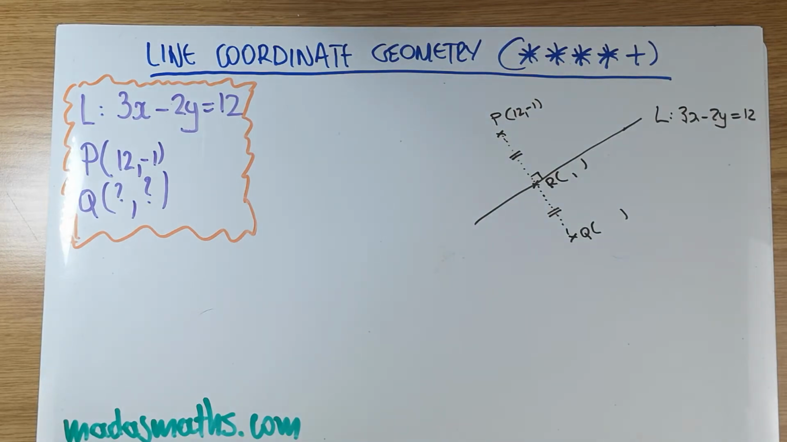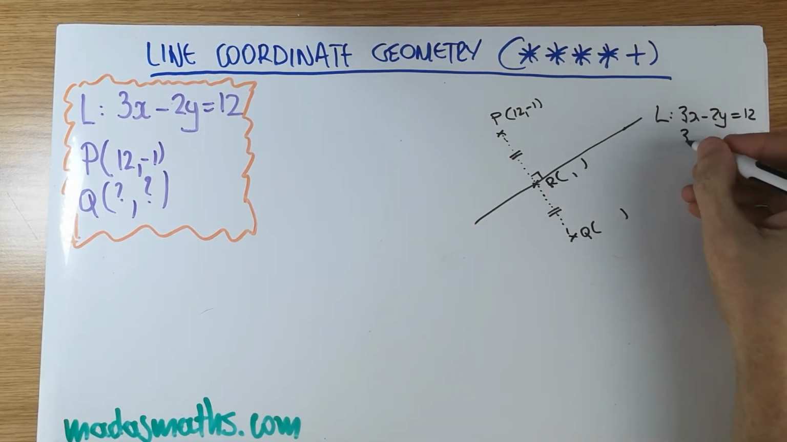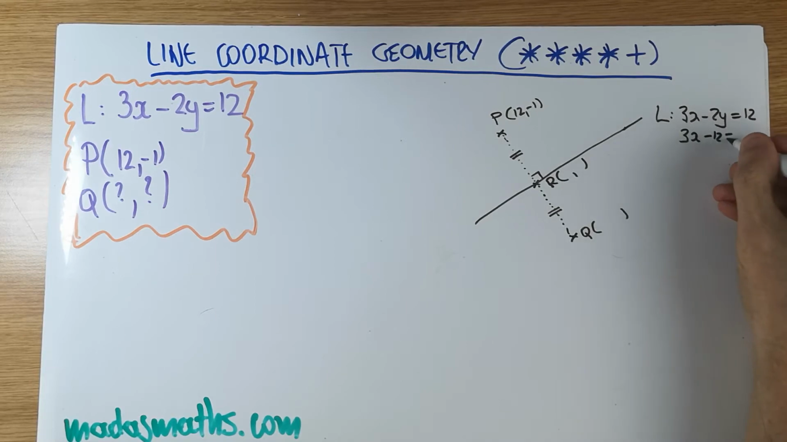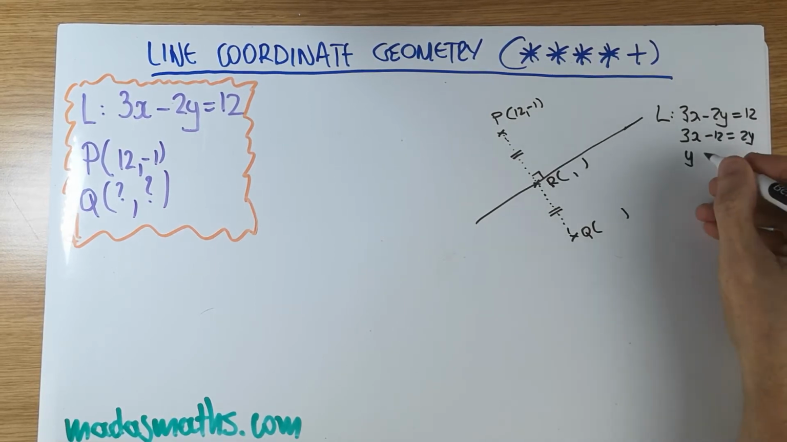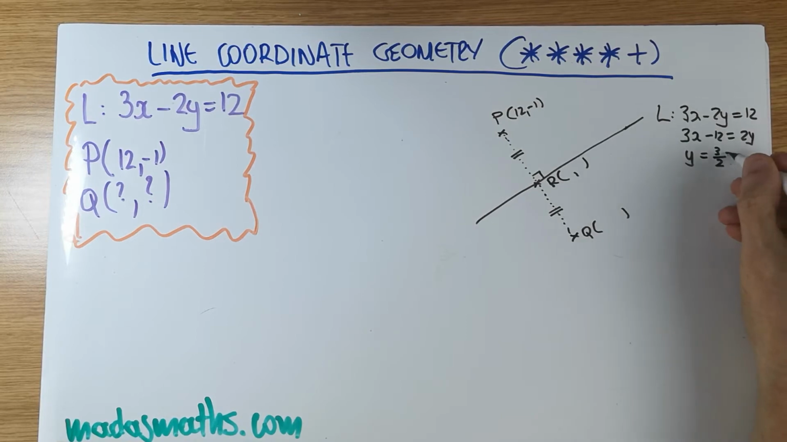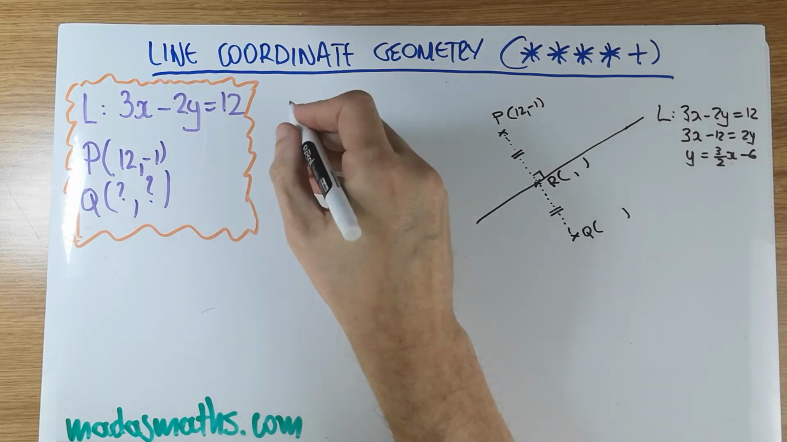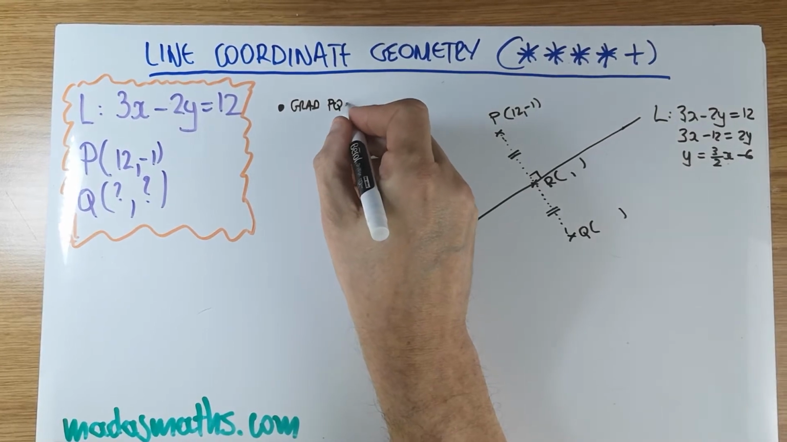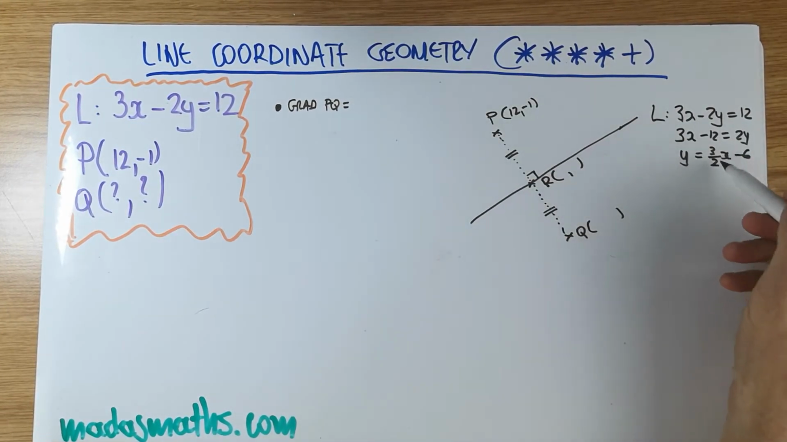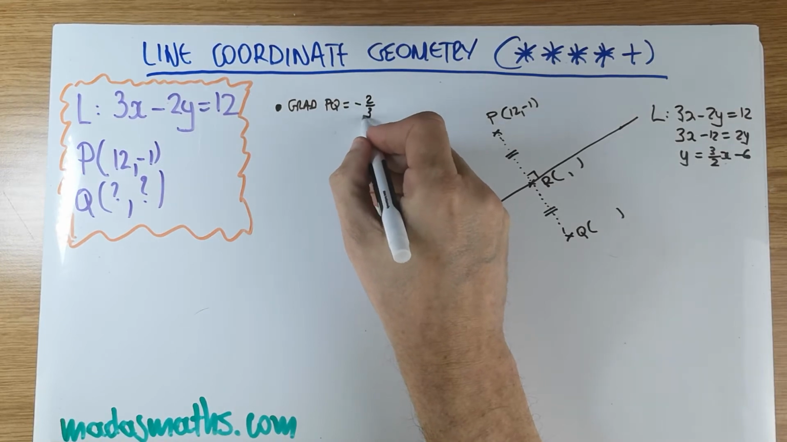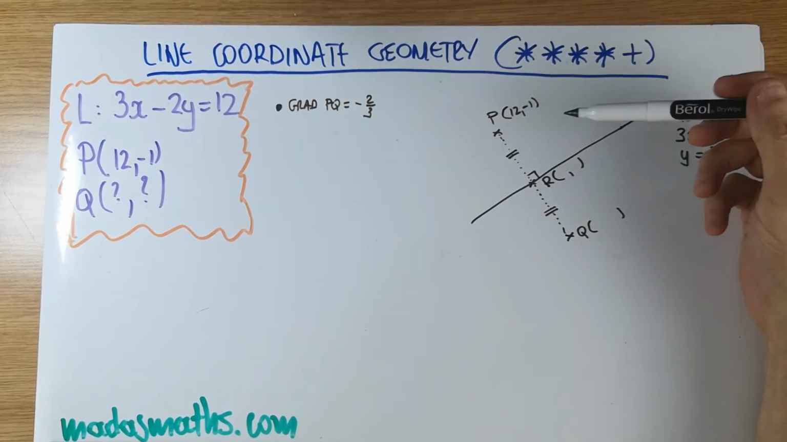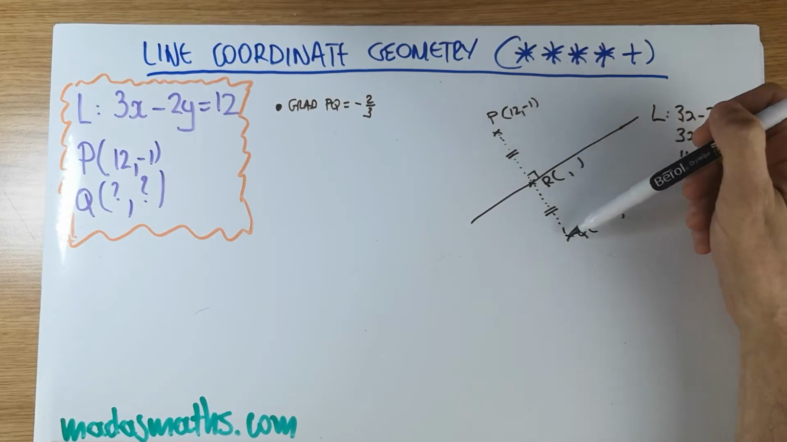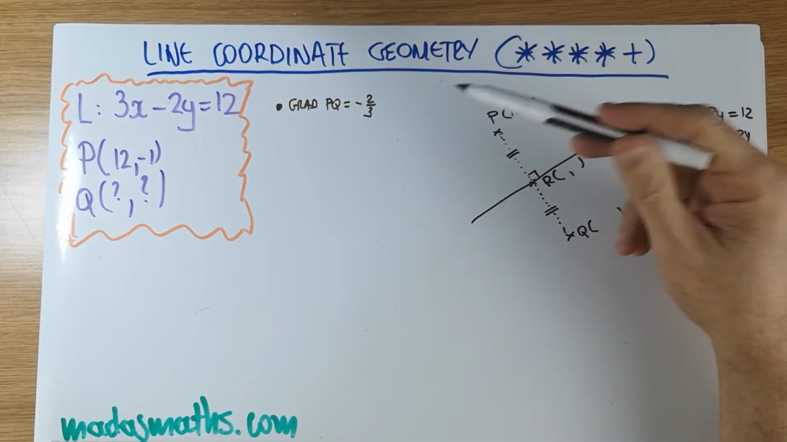So how do we approach this problem? First of all, go a right angle there. So it's to do with gradients. 3x minus 12 is equal to 2y. So y is equal to 3 over 2 x minus 6. So the first thing to note is that the gradient of PQ is in fact minus 2/3.